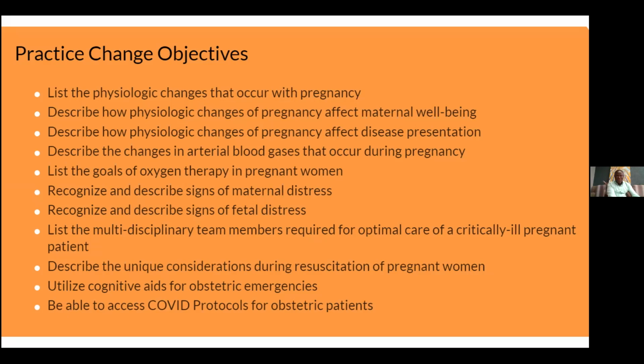We need to describe how physiological change of pregnancy affect maternal well-being, describe physiological changes, describe the change in the arterial blood gas, list the goals of oxygen therapy in pregnant women, recognize signs of maternal distress, recognize signs of fetal distress, list the multidisciplinary team member required for optimal care of the critically ill pregnant patient, describe the uniqueness of consideration during resuscitation of pregnant women, utilize cognitive aid for obstetric emergencies, be able to assess COVID protocol for obstetric patients.